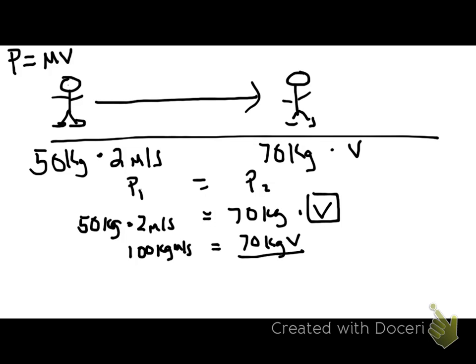Algebraically, the next step is we're going to divide by 70 kilograms. Divide by 70 kilograms on the left, and that will cross out the units. We're going to be left with meters per second. And when you calculate this out, we have 1.428, but we're going to round that. So this is going to be 1.4 meters per second, which is equal to the second person's velocity.